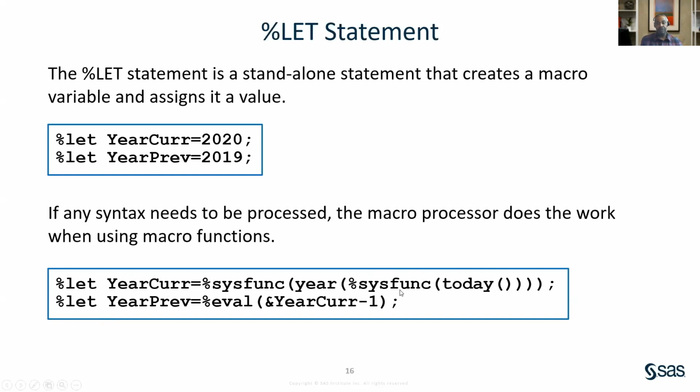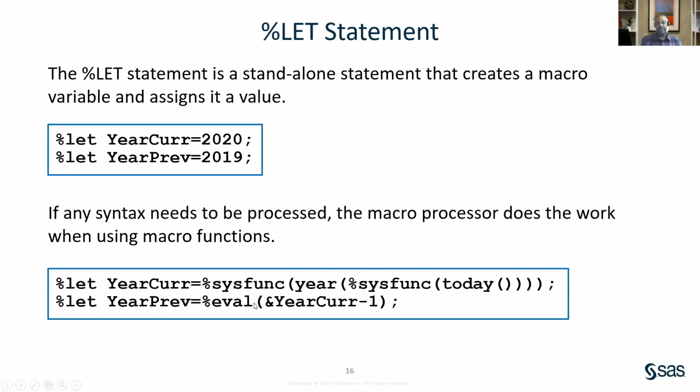In fact, for those of you who are familiar with the TODAY function, the TODAY function returns a SAS day for whatever today is. And I'm using %sysfunc to invoke that function to return that integer. Once that integer is returned, I'm using a second version of %sysfunc to invoke the YEAR function to return a 4-digit year. So that should return a 4-digit year for whatever today is.